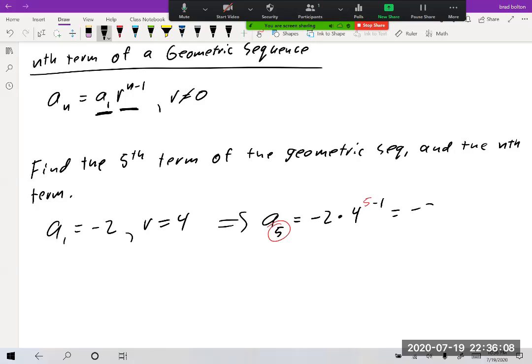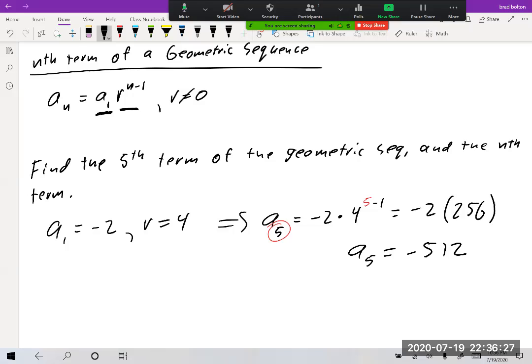So this would become -2 times 4 to the 4th, which is 4 times 4 is 16, times 4 is 64, times 4 is 256, I think. Sure. So then this will become -512, I believe. Okay. So that would be a sub 5.